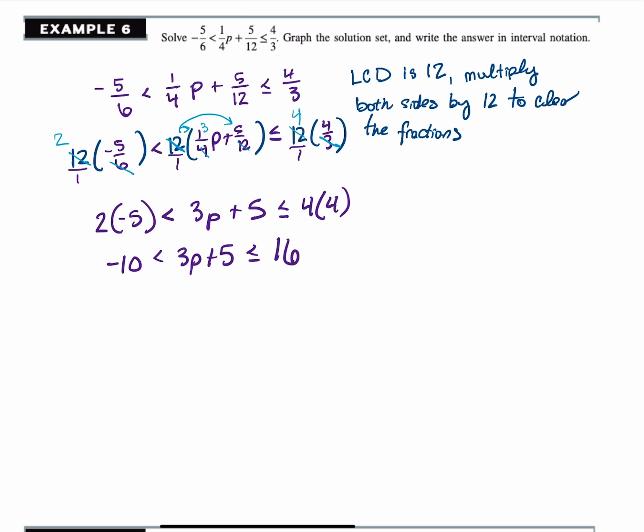Now we're still trying to solve for p, so let's subtract this 5. And remember, we're doing it from all three sides. So on the left side, negative 10 minus 5 will be negative 15, which is less than 3p, which is less than or equal to 16 minus 5, which is positive 11.